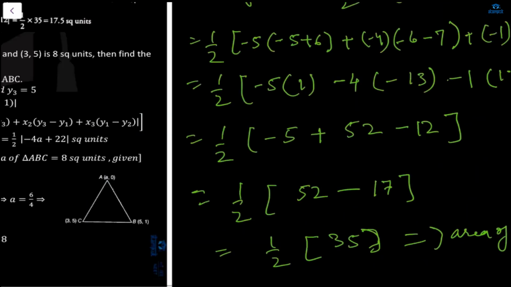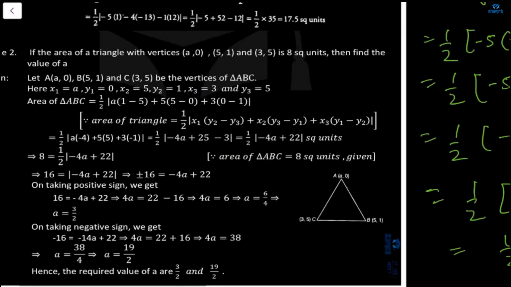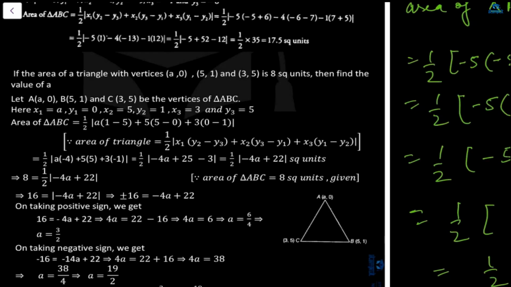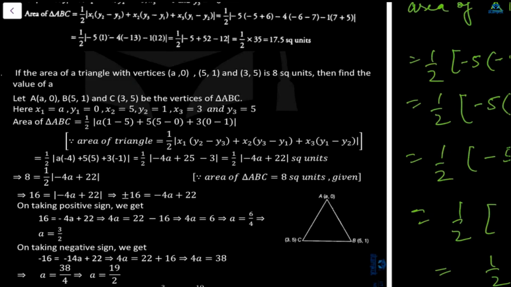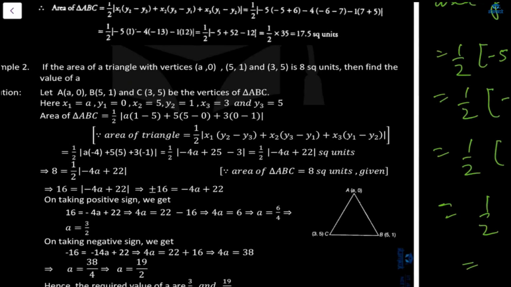Okay, now let's see question number 2. If the area of a triangle with vertices A(0, a), (5, 1) and (3, 5)... Now here, if you see in the coordinates that are given of the vertices, A is written, and A is not a constant. Here A is a variable. We don't know the value of this A, okay?